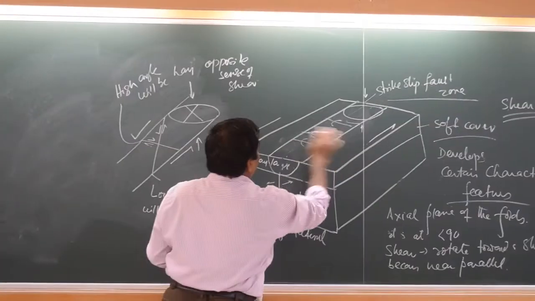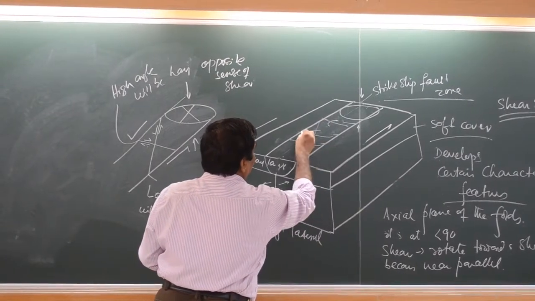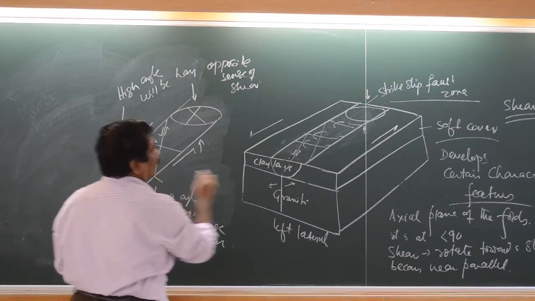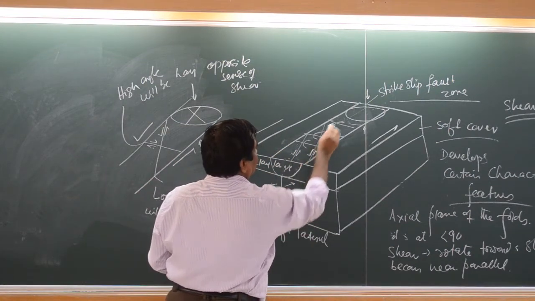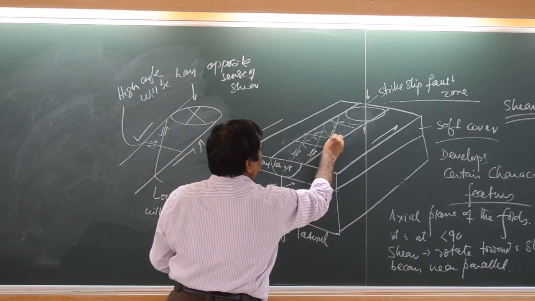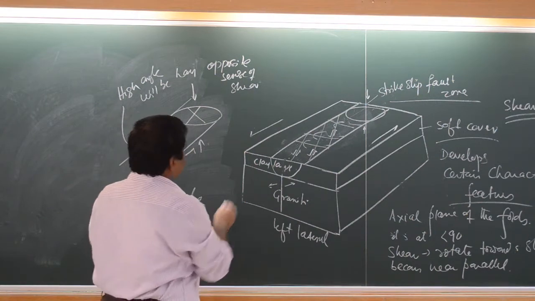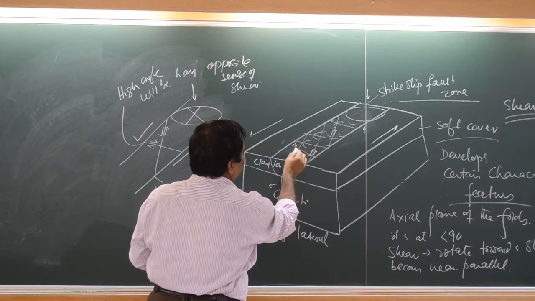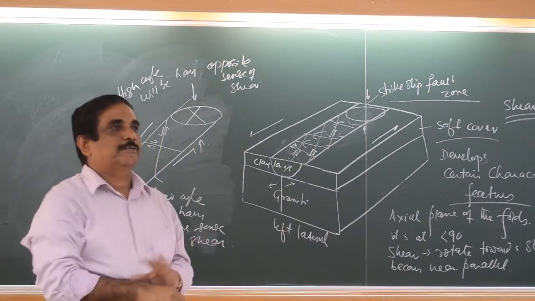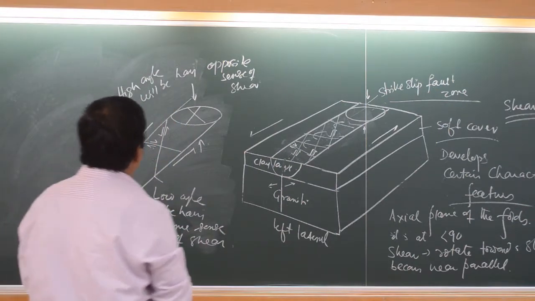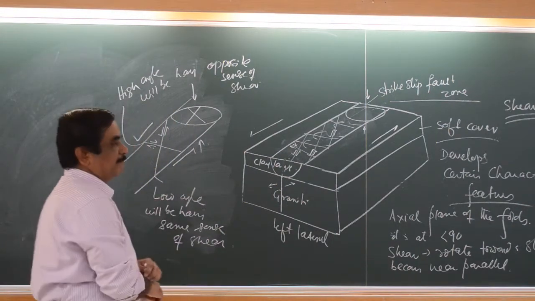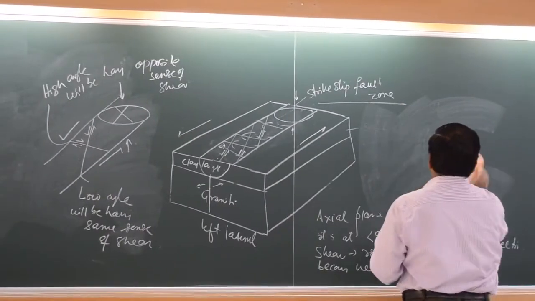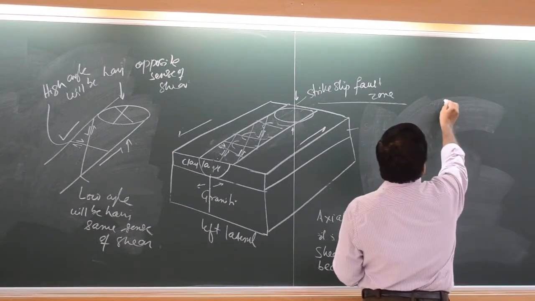So this is left lateral. So the low angles will be like this. Same sense of shear. This is the low angle. And the high angle is the opposite. They have the opposite sense of shear. Right. You can draw it. Difficult for a drawing. How to draw the details?